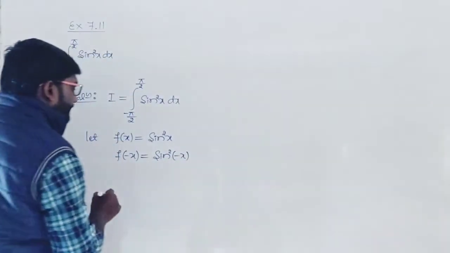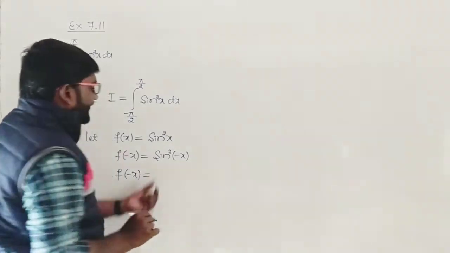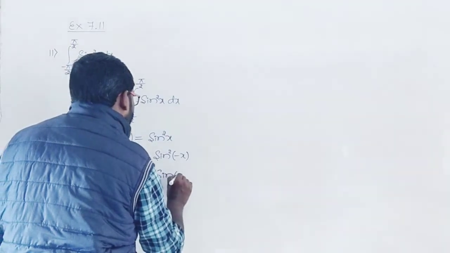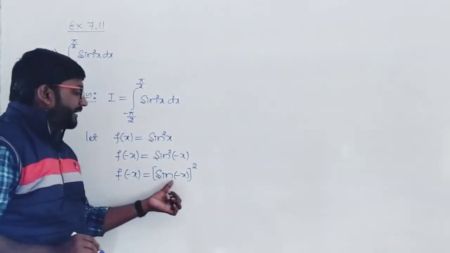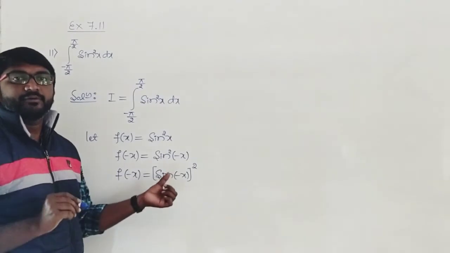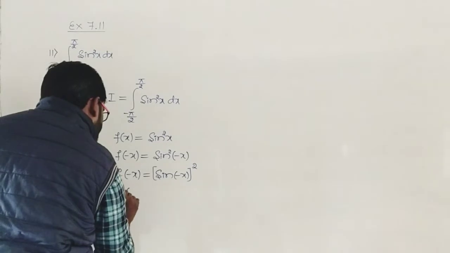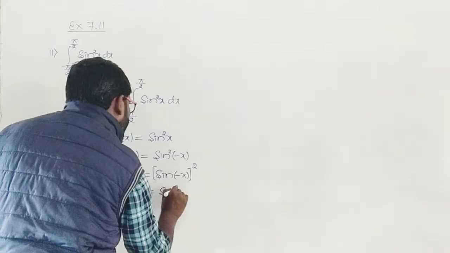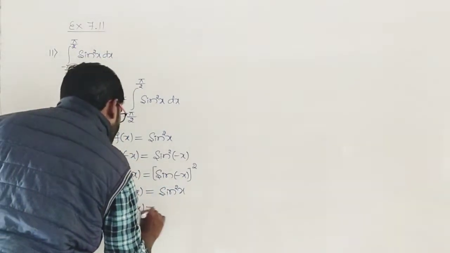minus x. So here f of minus x, which is equals to sin square minus x, can be written as sin of minus x the whole square. So sin of minus x will be minus sin x. Minus sin x the whole square will be positive. Negative, the square is always positive. We get sin square x. F of minus x is equals to sin square x.